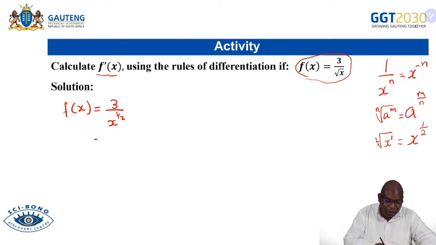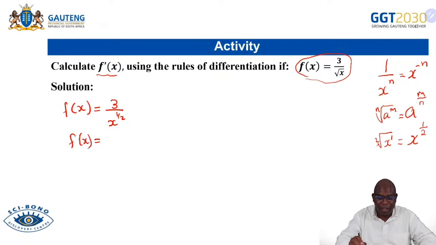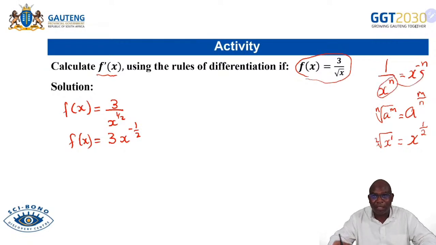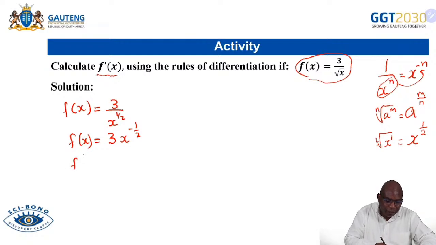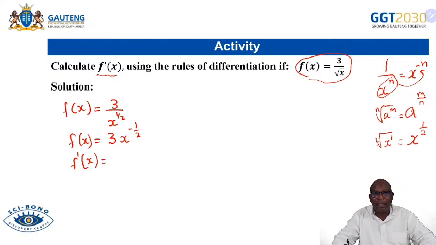So I'm going to have, remember I'm still having f of x, not yet differentiated. So therefore I'm going to have 3x to the power of, remember if I've got an exponent like that, I must take this one up and change the sign of the exponent. So I'm going to have 3x to the power of negative half. Now I can differentiate. Once I put that sign, it means that now I'm busy differentiating.